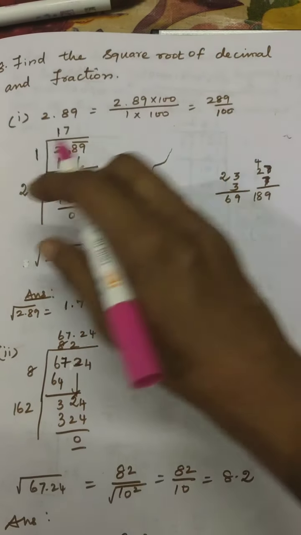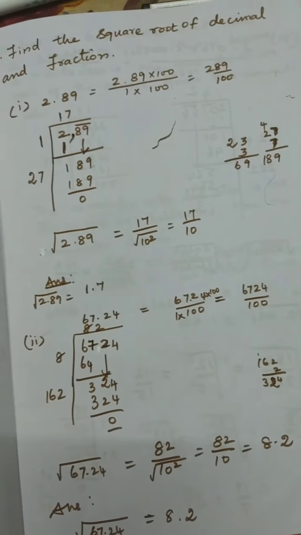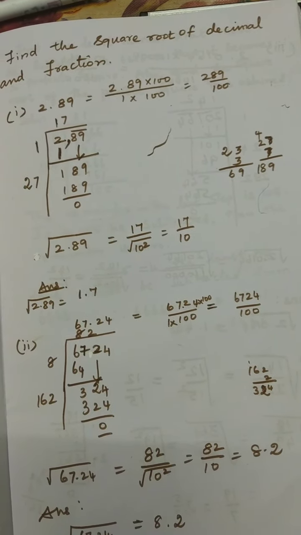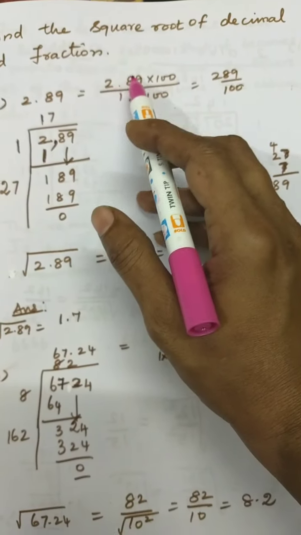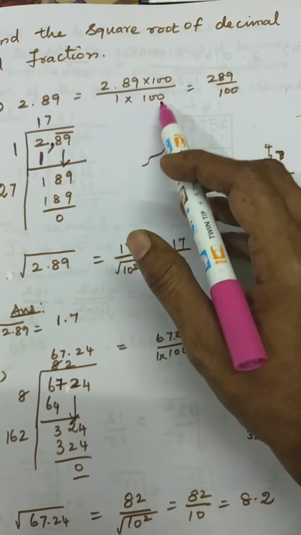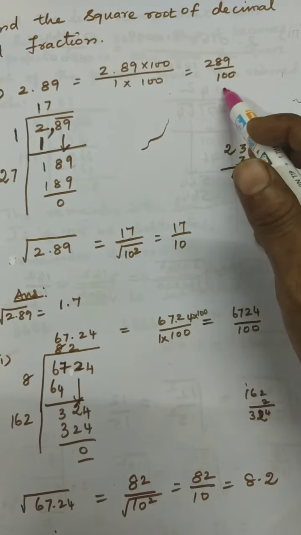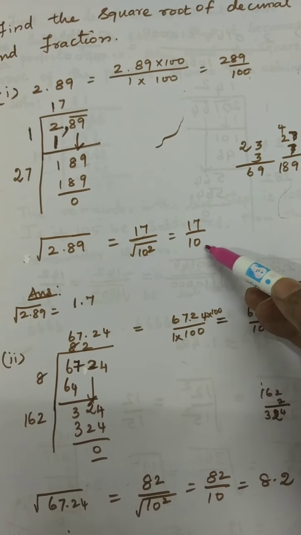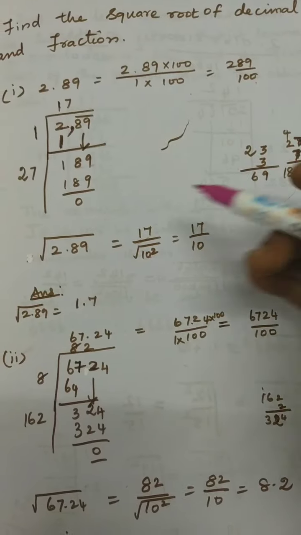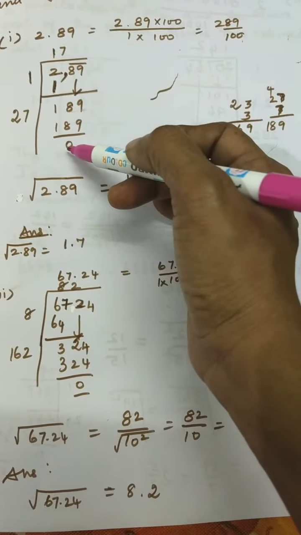Find the square root of the decimal and fraction. Decimal and fraction are given. We have to solve and say the square root of that number. Now you can make this 2.89 a whole number by multiplying by 100 into 100. Then it will become 289 by 100. We know that 100 is 10 square. Root of 10 square, you can take 10 outside. That we know. Now we have to find the 289 square root by the long division method I have written.